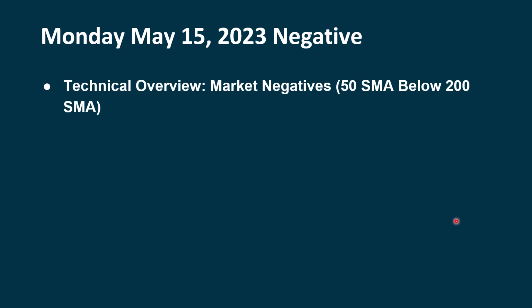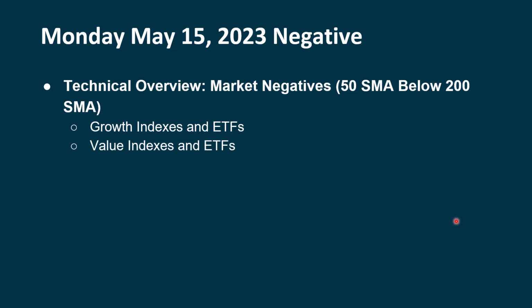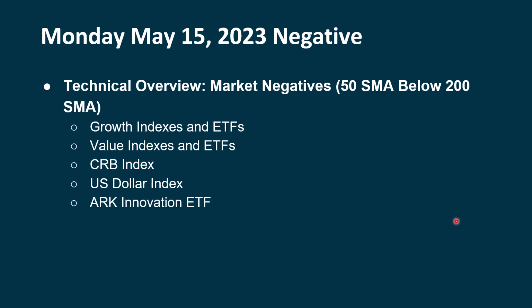What do we say about the negative side? These are when the 50-period moving average goes below the 200-day moving average. Growth has now switched over negative all by itself. It's still underperforming on a ratio basis, but the ETF that we looked at has turned negative. Value has also turned negative. The CRB index, the US dollar index, ARC, remains negative. And micro caps, small caps, and mid caps have all turned negative.